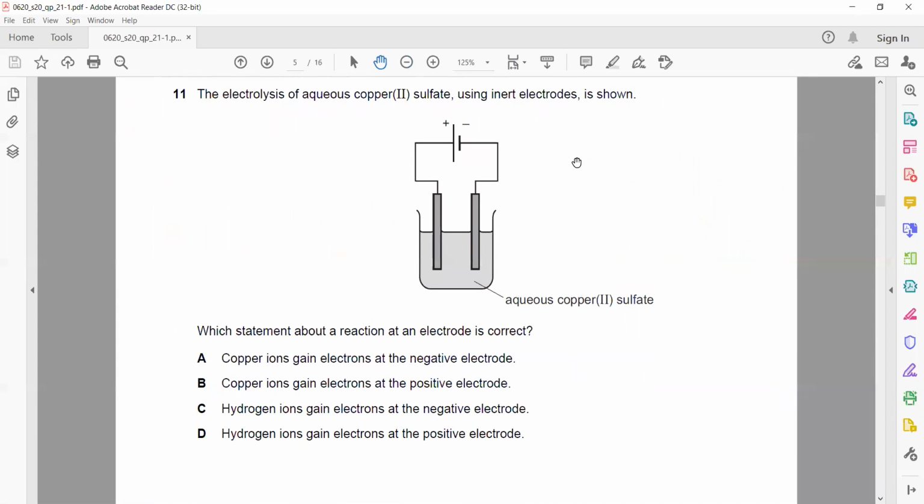Question 11. The electrolysis of aqueous copper sulfate using inert electrodes is shown. Inert electrode means we are using a carbon or platinum electrode. Which statement about the electrodes is correct? So aqueous copper sulfate should contain a copper ion, sulfate ion, hydrogen ion and hydroxide ion.